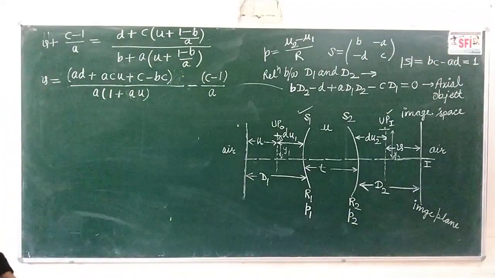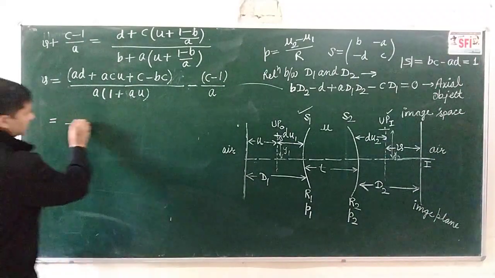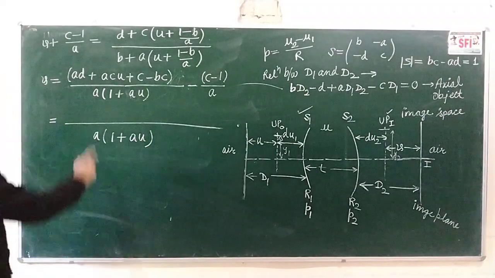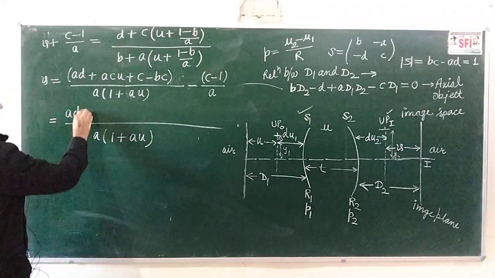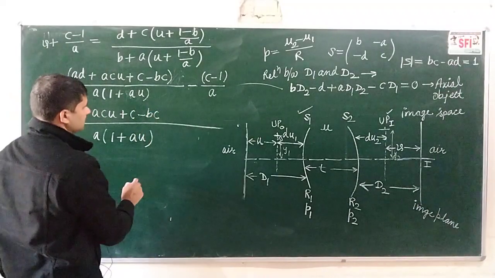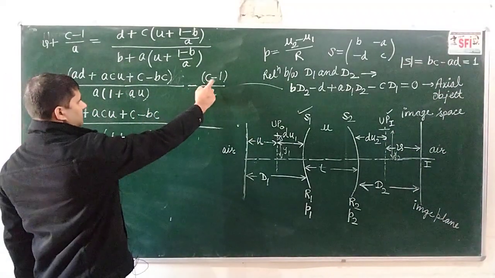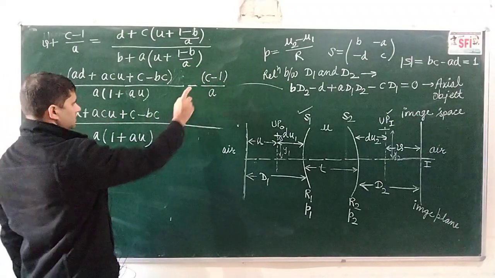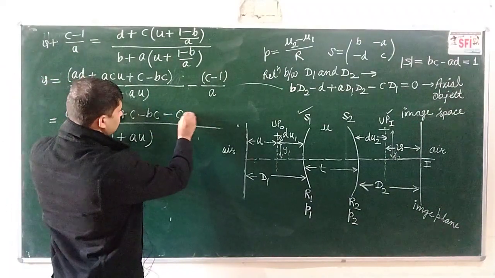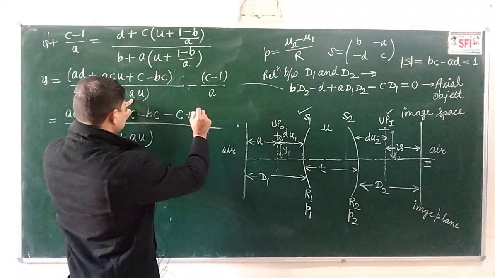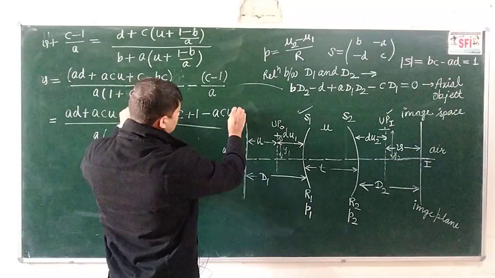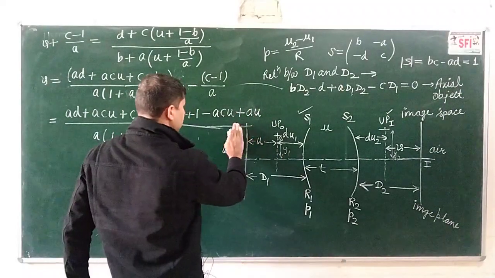So here you see the LCM is a into 1 plus au, and this numerator will be same, that is AD plus ACU plus C minus BC, and then you will multiply C minus A with 1 plus AU and consider the negative sign, and here you will see it will be minus C plus 1, and then AU with C, it will be minus ACU plus AU. Okay, so this will be the part of a numerator.